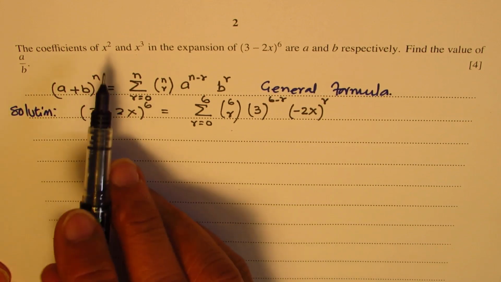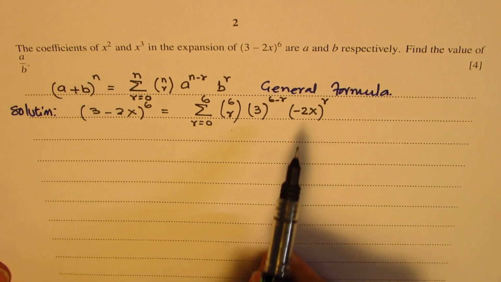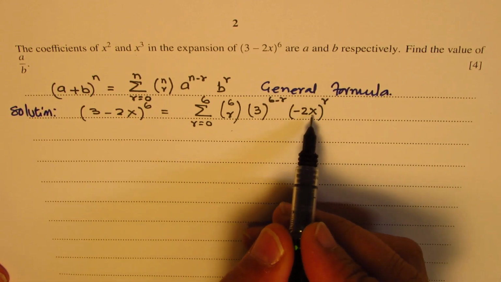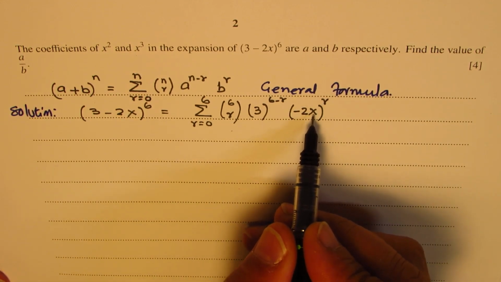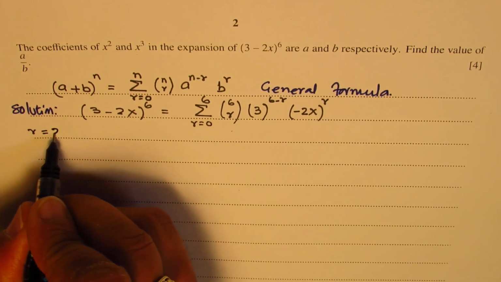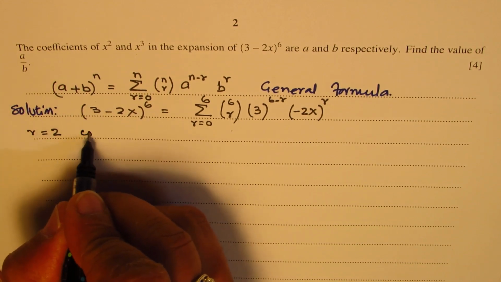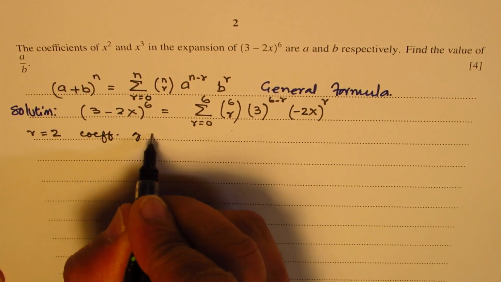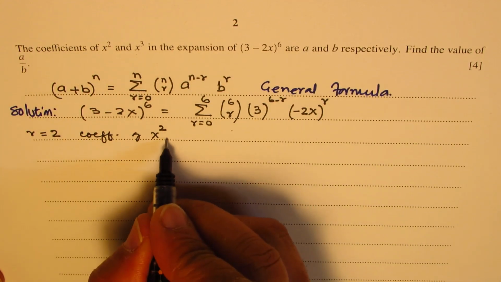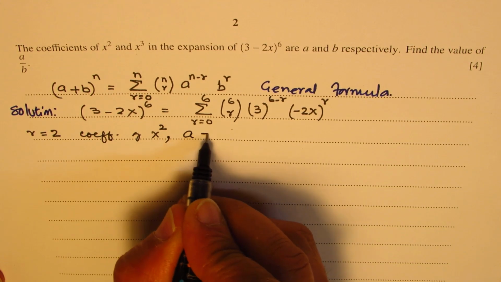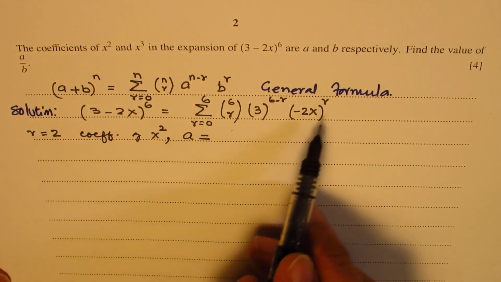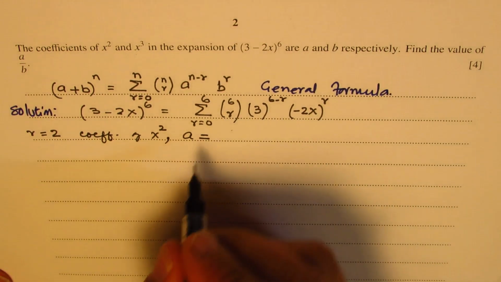We are looking for the coefficient of x squared. So from here, it is very clear that the coefficient of x squared will come when r is equal to 2. So for r equals 2, we get the coefficient of x squared. We are saying the coefficient of x squared is a. So we'll write that the coefficient of x squared, which is a, is equal to what? We'll substitute r equals 2 in this. Perfect.